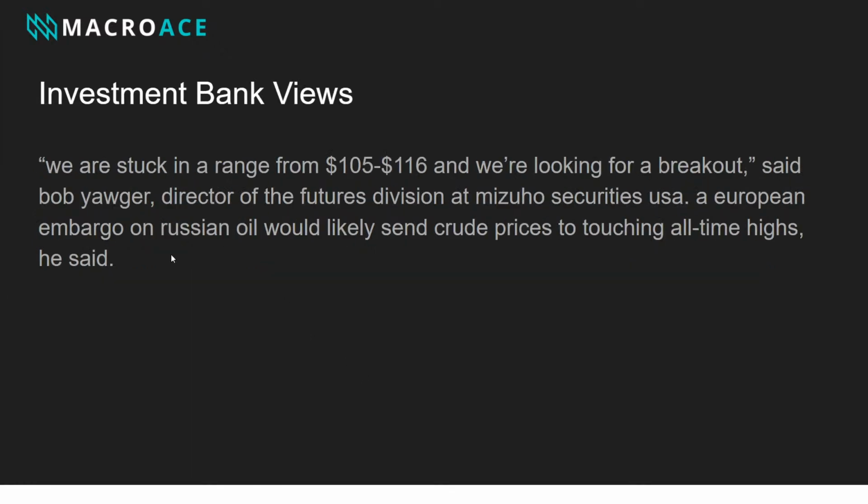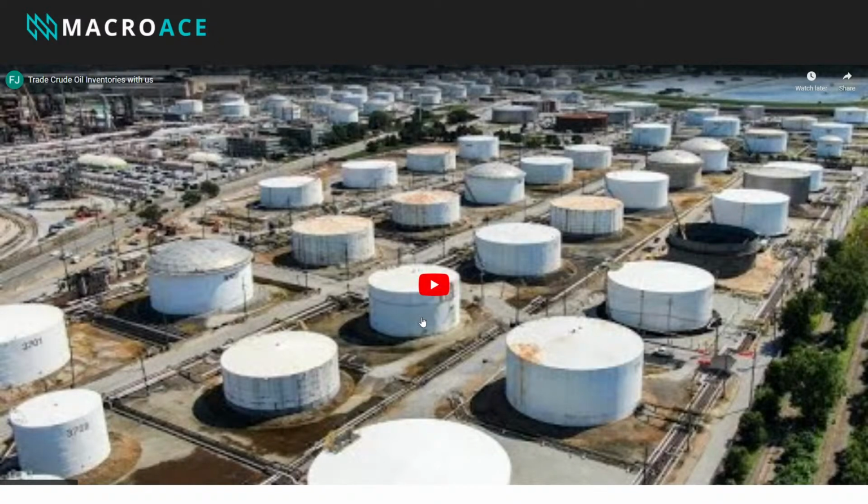So investment bank Mizuho is saying that we're stuck in a range of $105 to $116 a barrel, and they're looking for a breakout, saying that the European embargo on Russian oil will likely send crude prices to touch all-time highs. If the embargo does go ahead, that will add further upward pressure in the oil markets. But if it doesn't, and it more or less stagnates, then there's not much potential movement towards the upside. We'd more see some choppy movement towards the downside.